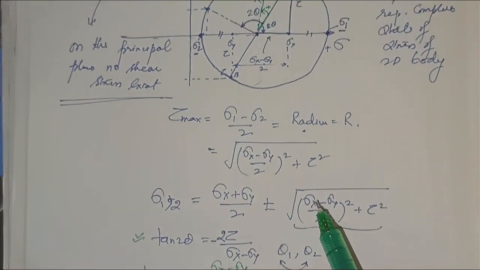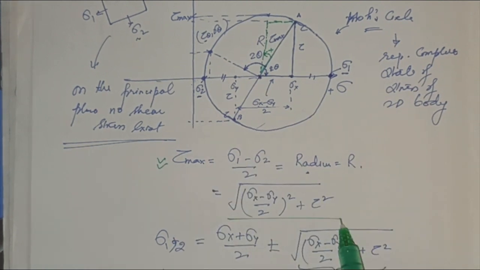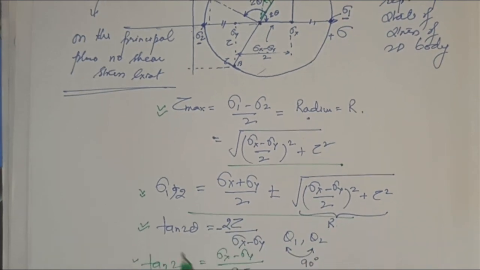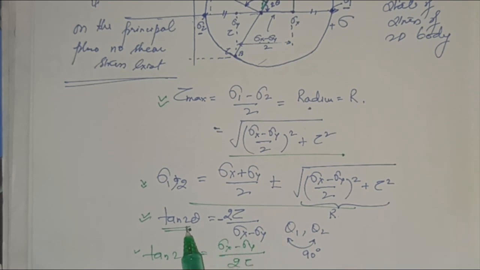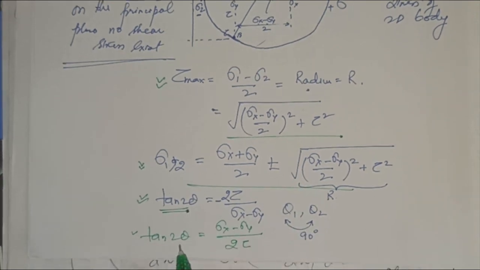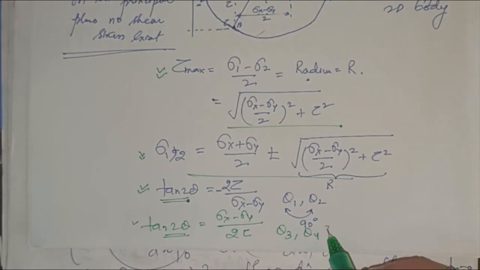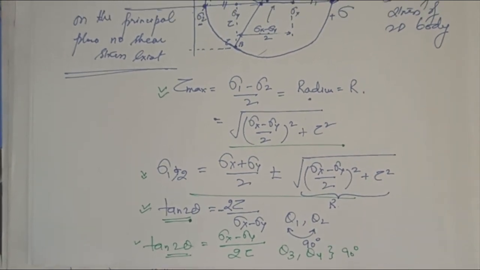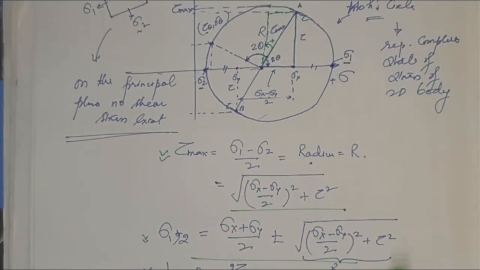So we will be having 4 expressions. One is tau max, how it is evaluated like this. Another is sigma 1 and sigma 2, the principal stresses, evaluated like this. And we have the principal planes theta 1 and theta 2 corresponding to the principal stresses, and we have 2 other planes, theta 3 and theta 4, differing by 90 degrees again, corresponding to the maximum shear stresses. Now let's consider one example and see how this is evaluated.